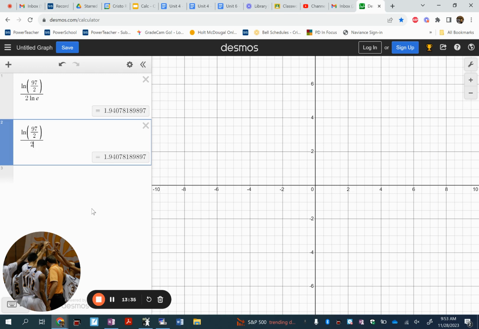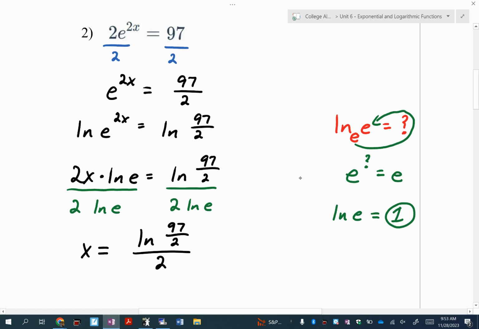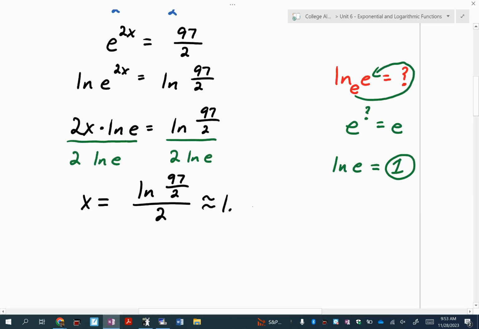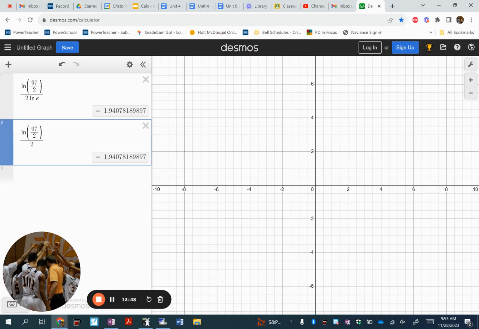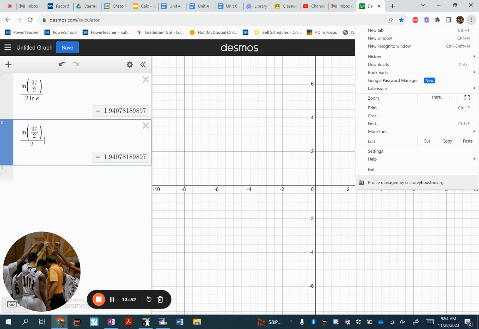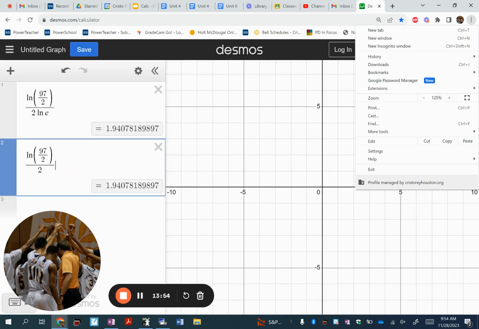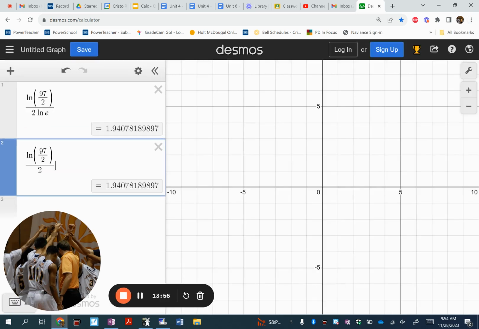Any questions on number 2? That is 1.941 approximately. Wait, what did you put on the denominator? Great question. So you could put 2 times, here, why don't I zoom in? You can put 2 times the natural log of E, or you can just put 2 because the natural log of E is 1. So 2 times 1 is just 2.